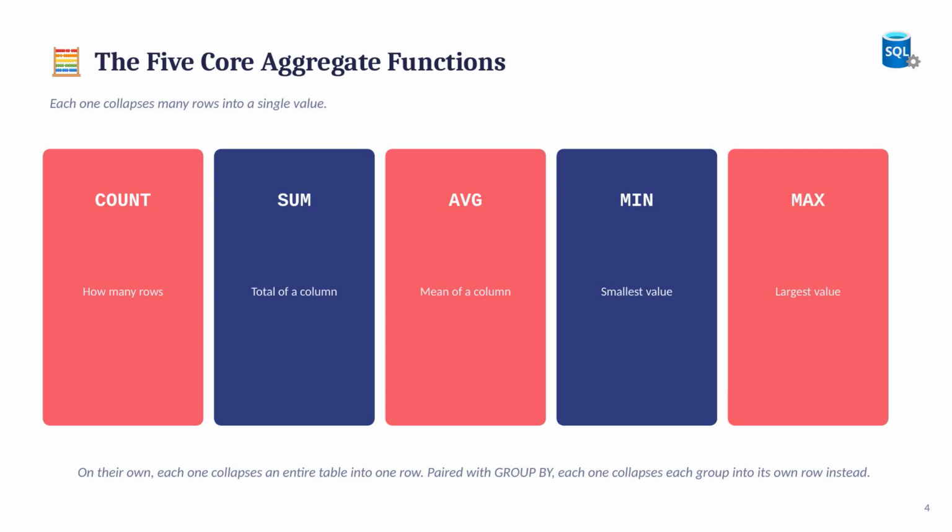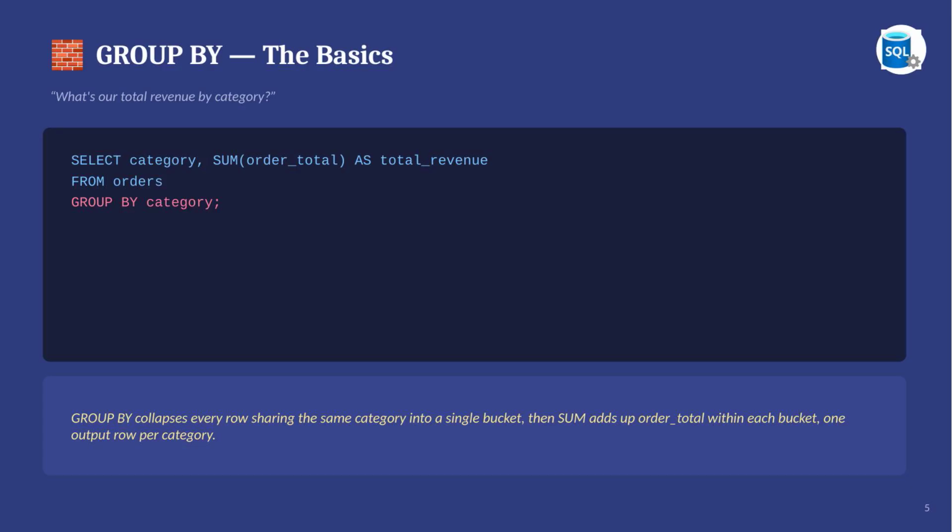power shows up. Here's GROUP BY in its most basic form, answering the question, what's our total revenue by category? SELECT category, and the SUM of order_total FROM orders, GROUP BY category. Here's what's actually happening. GROUP BY collapses every row that shares the same category value into a single bucket. Then SUM adds up the order total within each bucket separately. The result is one output row per category, not one row per order.